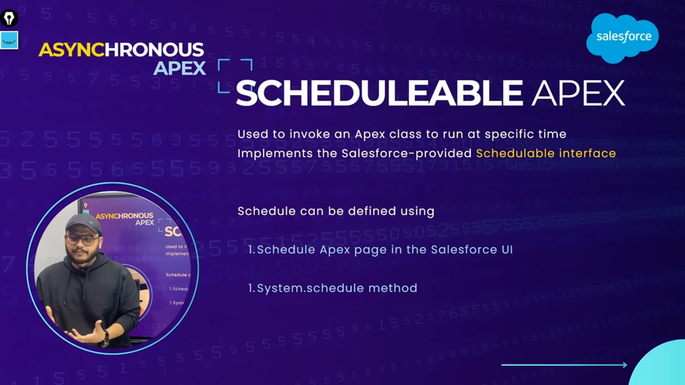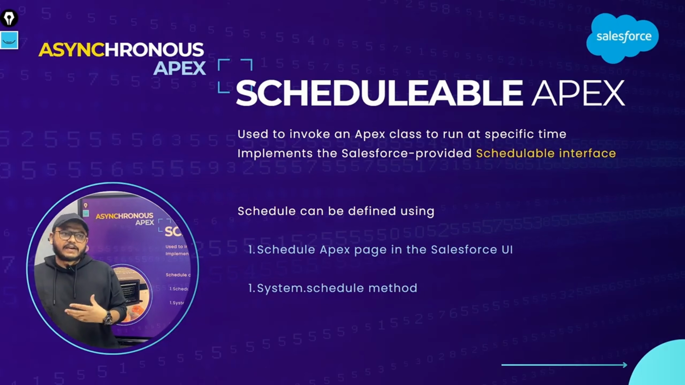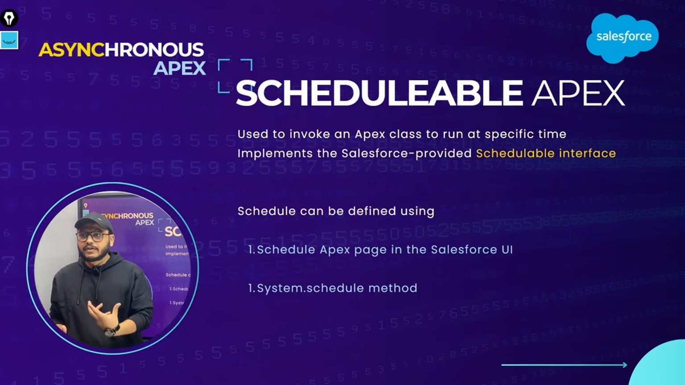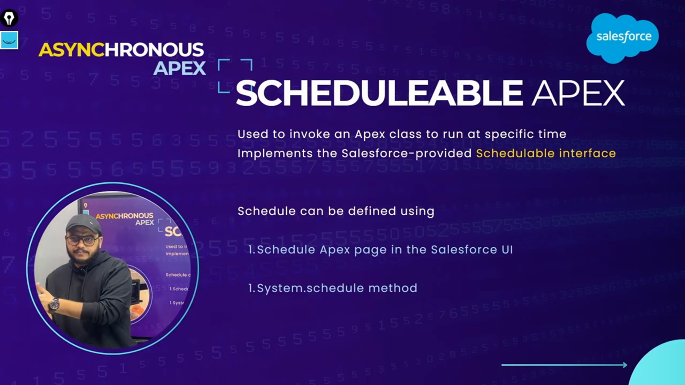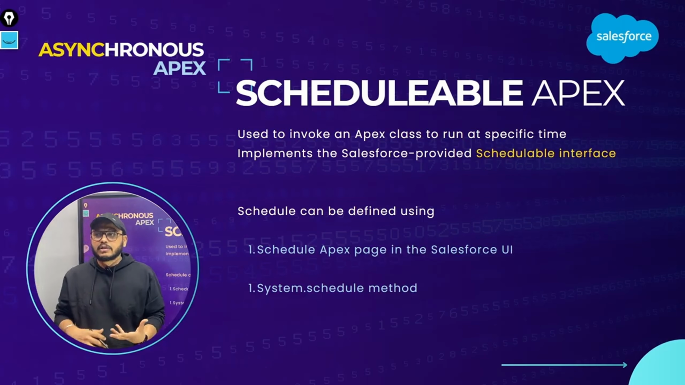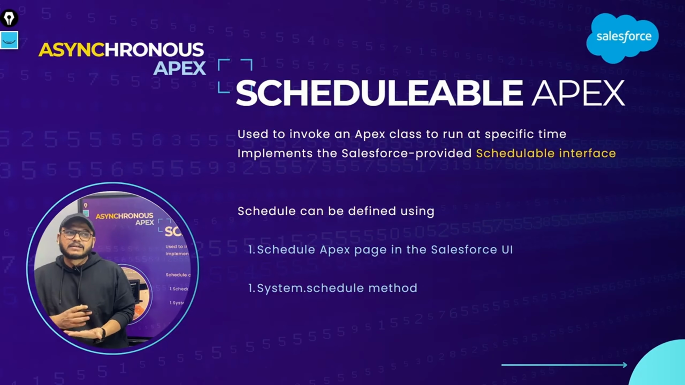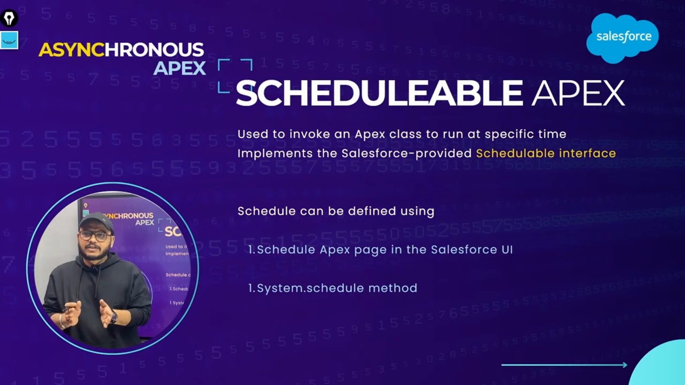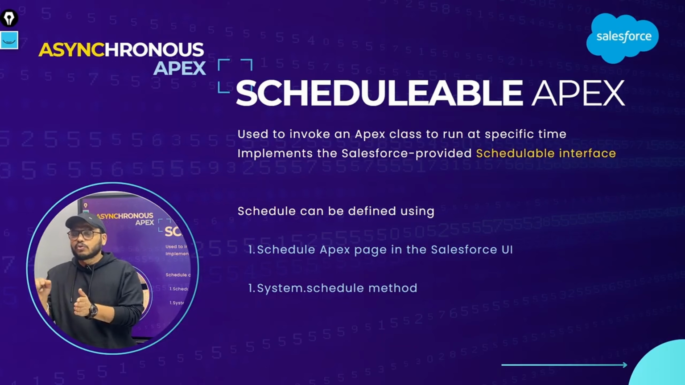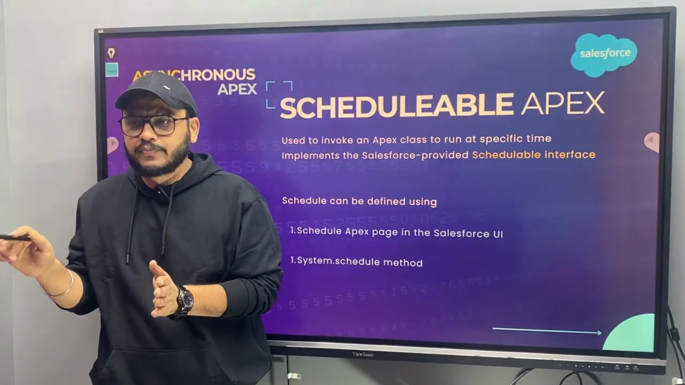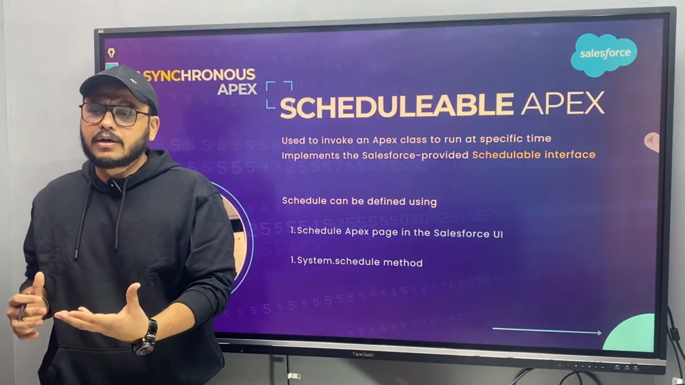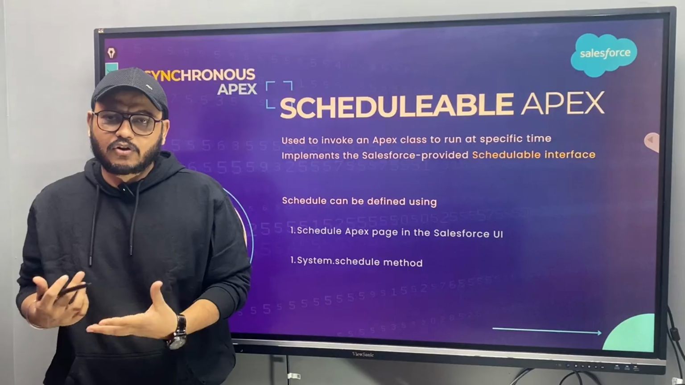So the idea is very simple. I'll give you an example. If I have an Apex code that needs to be executed every Friday 7 p.m., after business hours, and if I use Queueable Apex there, every Friday I'll have to go and call that particular method, system.enqueueJob, and put it into the job queue, which is of course not a very efficient way of doing it.